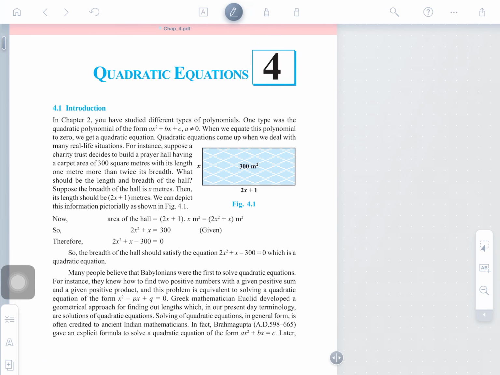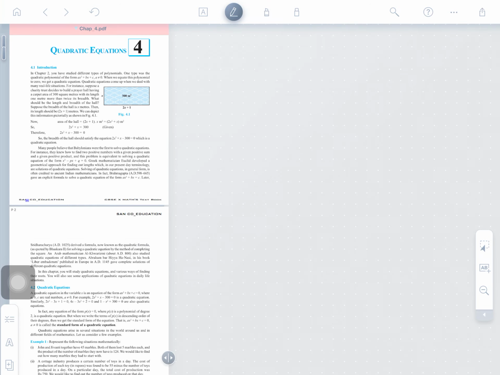Today we are starting the chapter quadratic equation, chapter number 4. Before starting the chapter, I want to revisit chapter number 2, the polynomials. Different types of polynomial we have studied, right?